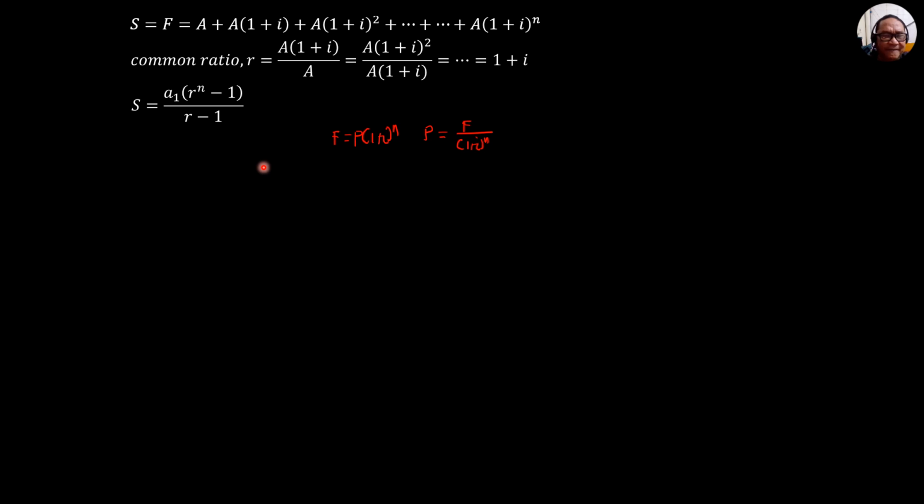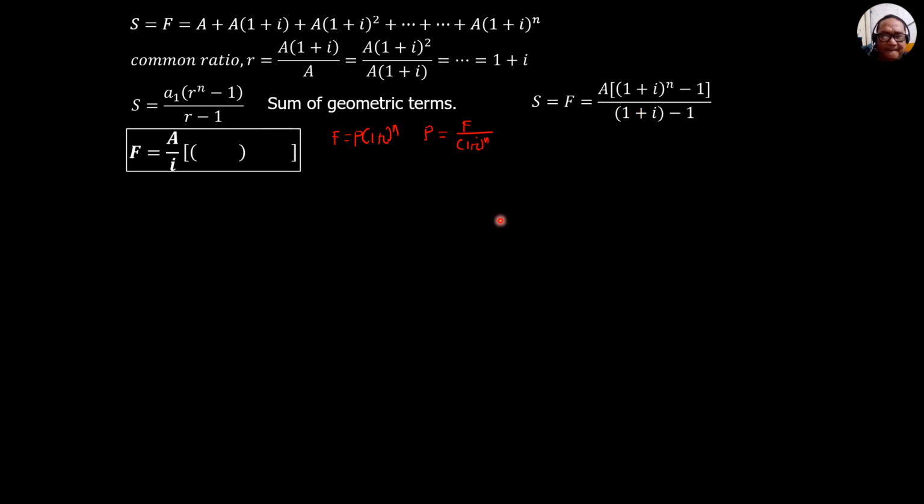So therefore, the future worth of annuity, ordinary annuity for this case, is A quantity 1 plus i to the n minus 1 all over 1 plus i minus 1. So simplifying, this becomes A over i quantity 1 plus i to the n minus 1. So that's the formula for the sum of annuity in ordinary annuity. So future worth of an ordinary annuity.